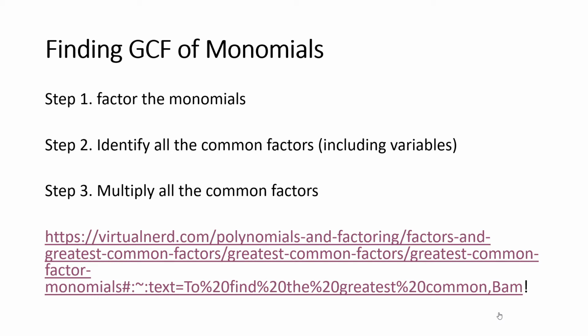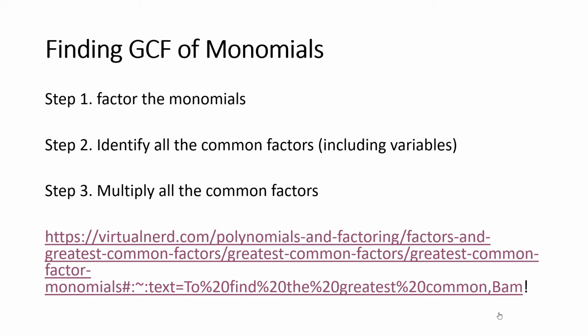Now we've factored each one of our monomials. Our next step is to look at each one of these factors and identify which ones they have in common. Let's circle the common ones. First, let's look at this 2. Is this 2 a common factor? Well, does 2 occur in every single one of our monomials? Yes, it does. We have a 2 here, here, here, and here. So that means 2 is a common factor.